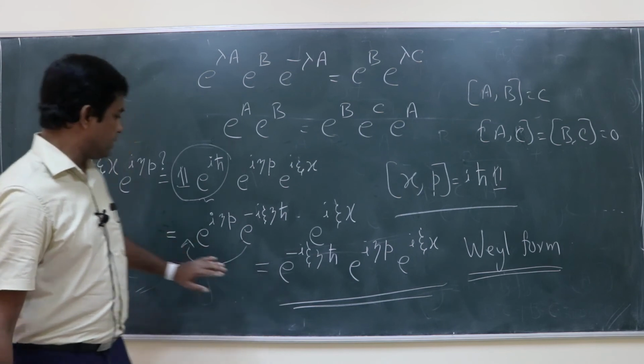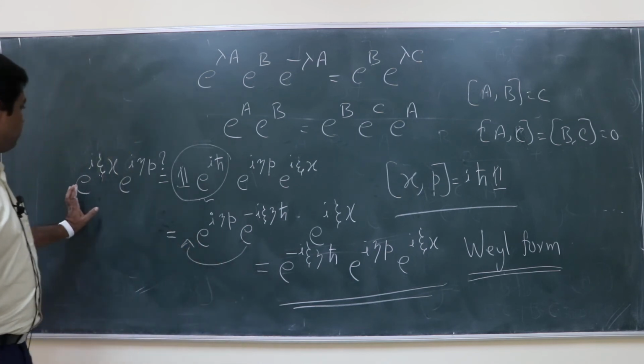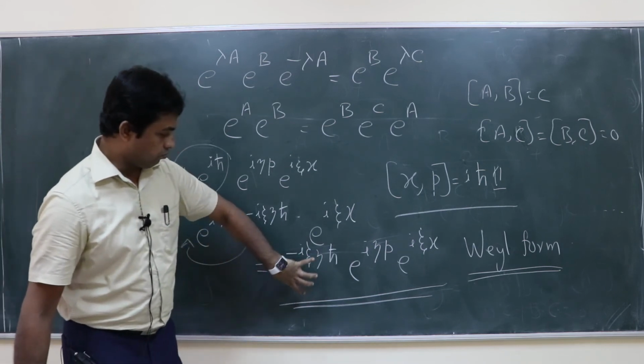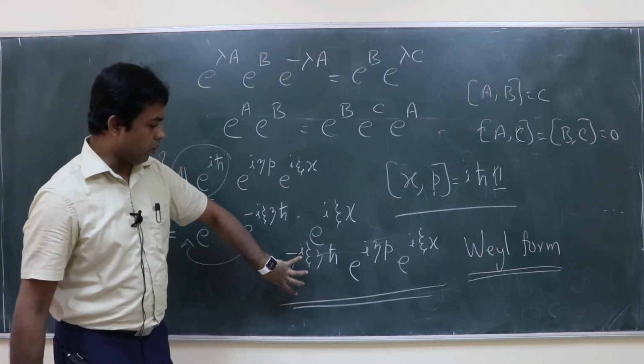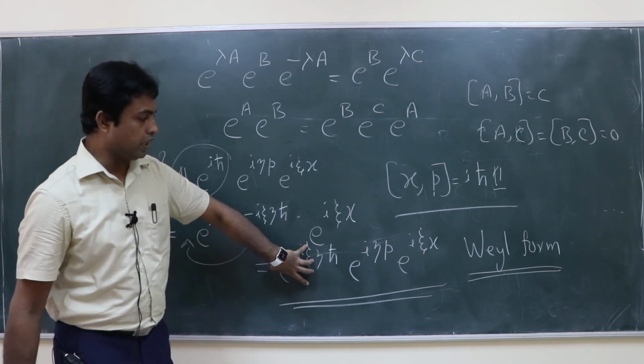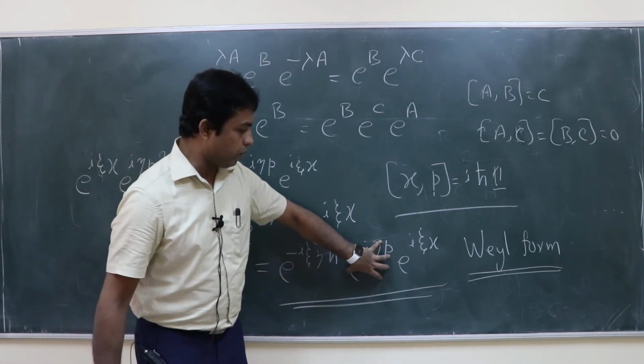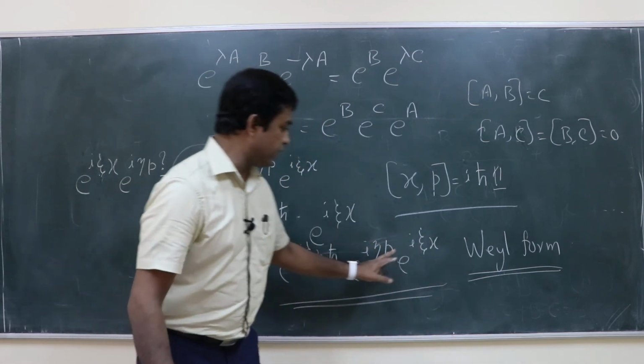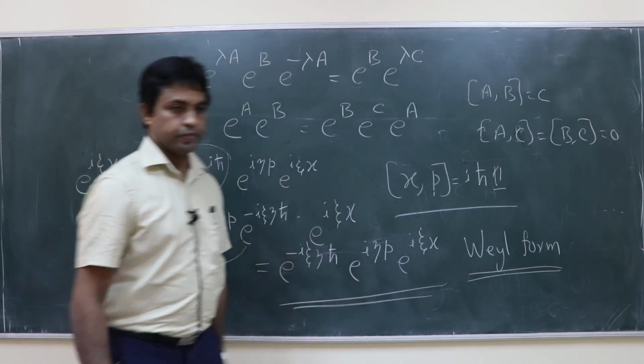So you can see that the e power x operator into the e power p operator is some constant or some phase, into the e power p operator into the e power x operator. So this is called the Weyl form of the canonical operators x and p.